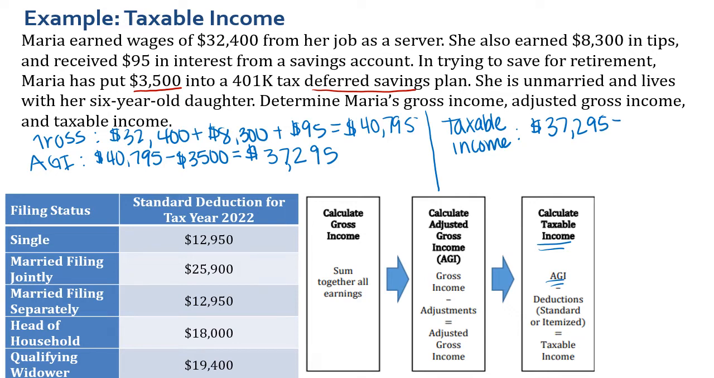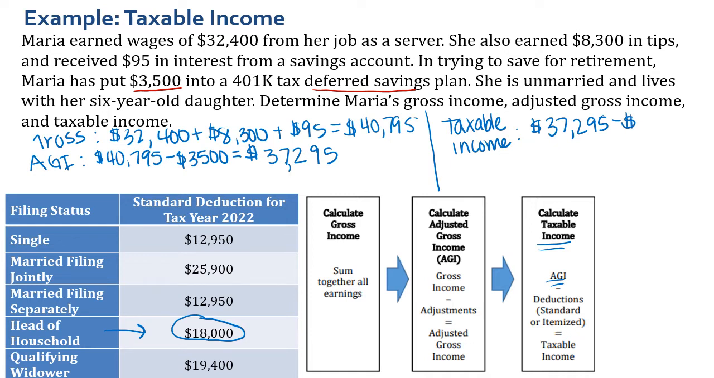So I need to figure out her filing status to figure out what her deduction is. She is unmarried and lives with a 6-year-old daughter, so she's unmarried and she has a dependent. That puts her into the head of household qualifications. Instead of being just single, where you can only deduct $12,950, because she has a child as a dependent, she's able to file as head of household and deduct $18,000.